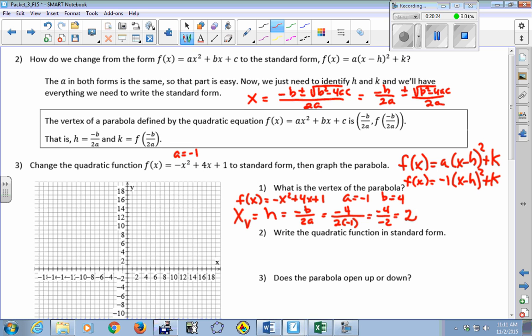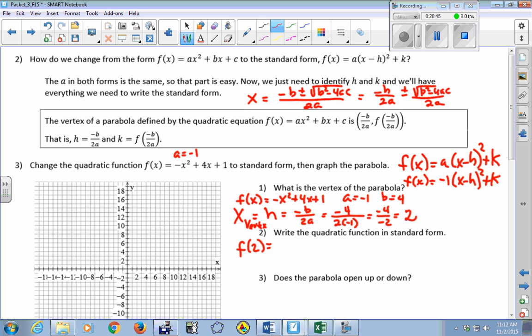It's the x value of my vertex. All right, now how do I get my y value? I take this number 2 and I plug it back into my function. I find f of 2. So I have to find f of 2 by plugging 2 in.